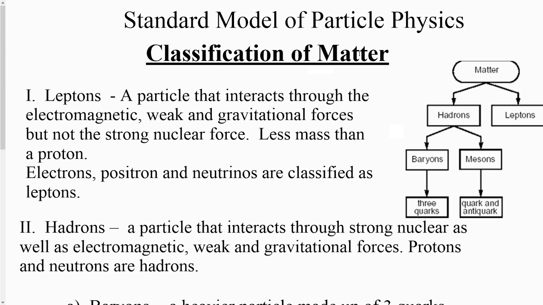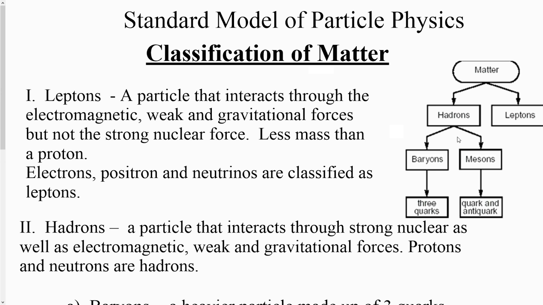One of the key things is this nice flow chart from your reference table. It has matter, and then it breaks it down into the hadrons and the leptons, the baryons, the mesons, 3 quarks. A meson is a quark and an antiquark. Very handy to use this for any of the questions. So a lepton is a particle that interacts through the electromagnetic, weak, and gravitational forces, but not the strong nuclear force, because it's not located in the nucleus. So electrons, positrons, and neutrinos are classified as leptons.